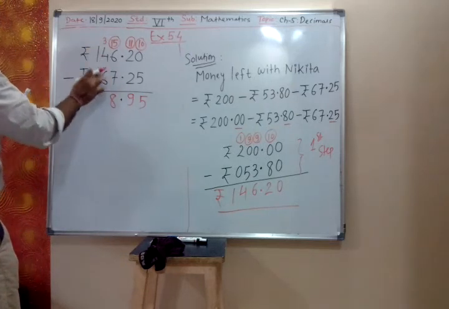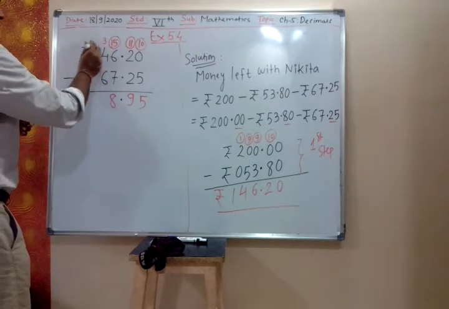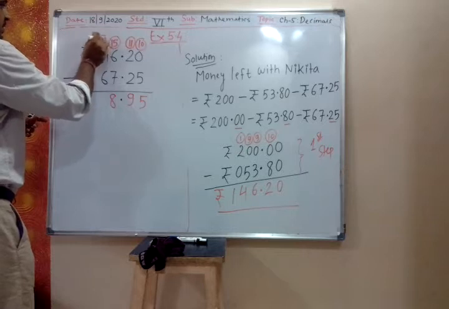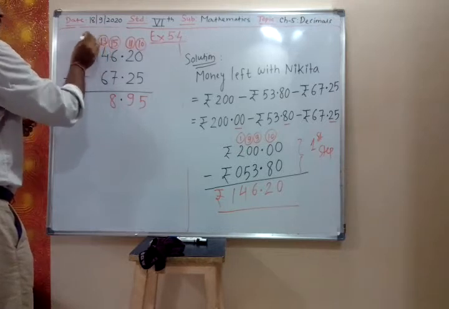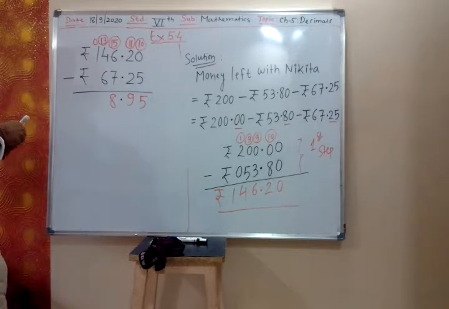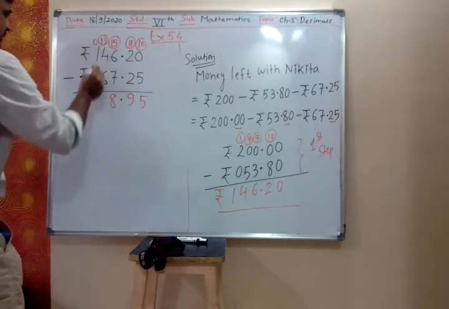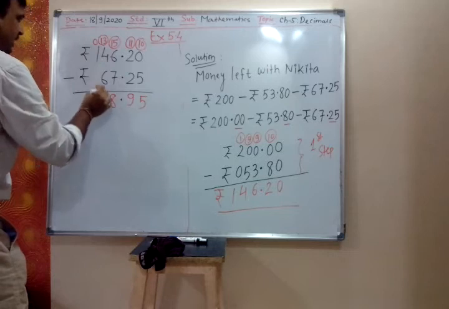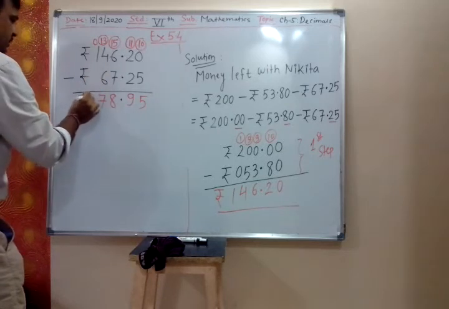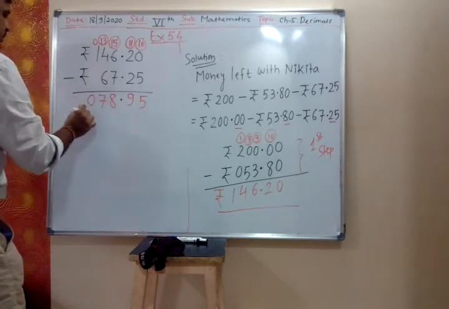Then 3 and 6. 3 is smaller than 6, so again 1 is carried. This becomes 13 and 1 becomes 0. So 13 minus 6 is 7. And 0 minus 0 is 0.